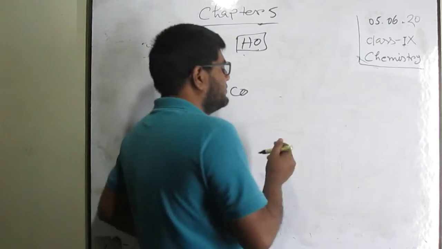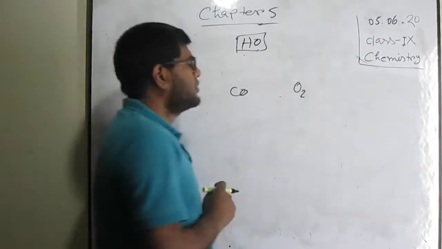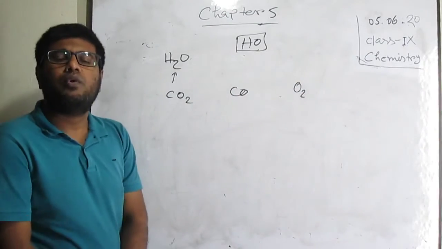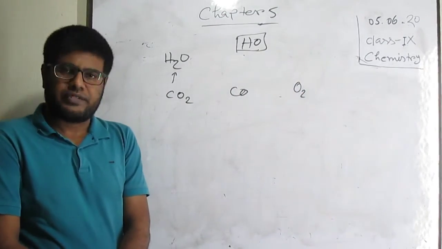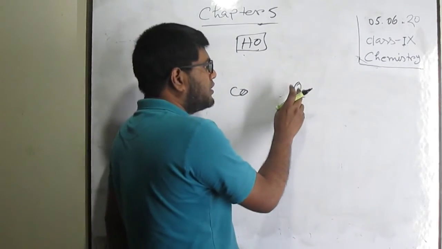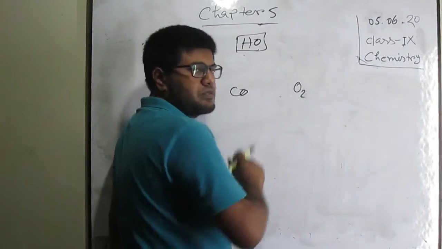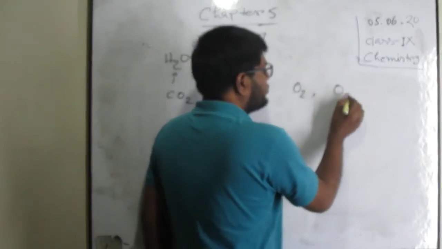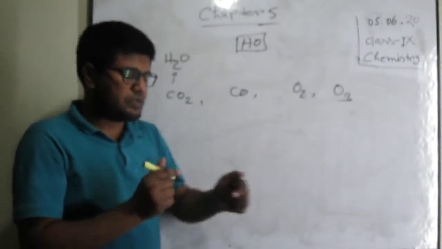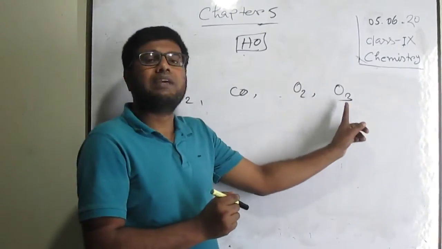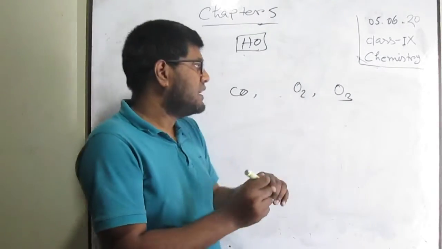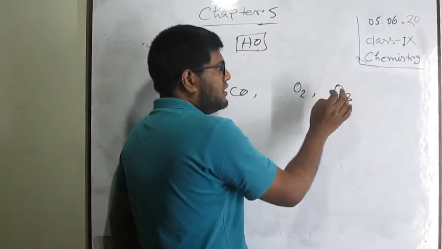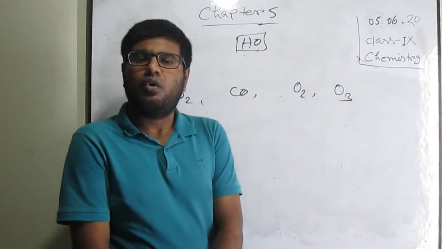Suppose I write O2. O2 is the formula of oxygen. Here one molecule of oxygen contains two atoms. And if I write O3, do you think this is oxygen? No, this is ozone gas. Here one molecule of ozone gas contains three atoms of oxygen.